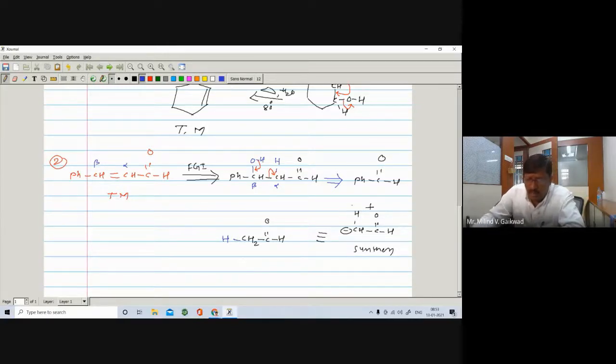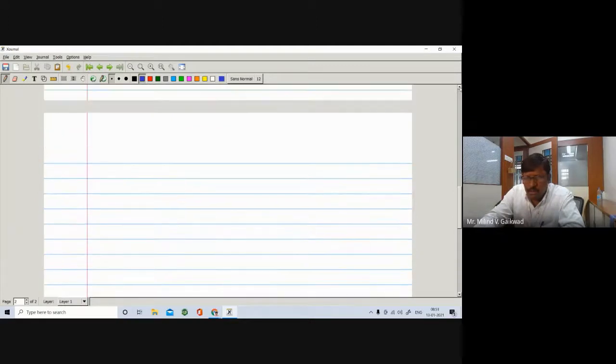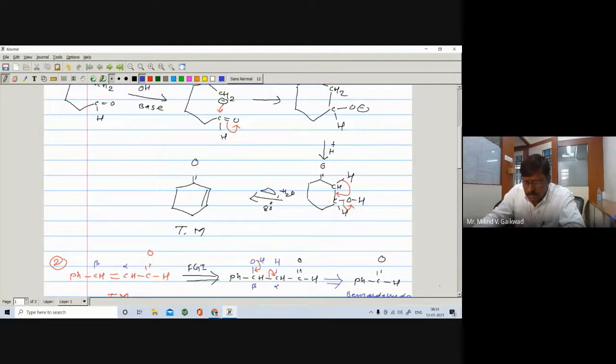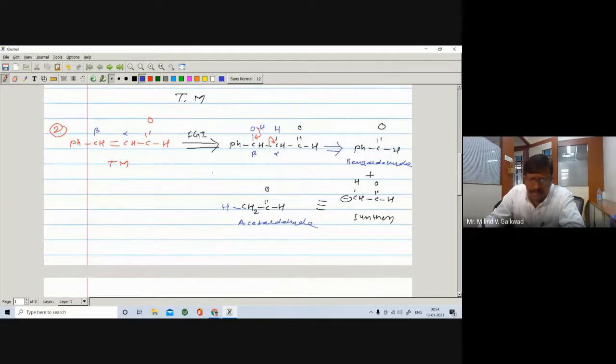So the two fragments are there. One is the benzaldehyde and the other is the acetaldehyde. And then you have to write down the net reaction. So here the net reaction you can write for this one. Okay, so this is your TM, that is the alpha beta unsaturated carbonyl compound. These are the fragments: one is acetaldehyde and the other is benzaldehyde.